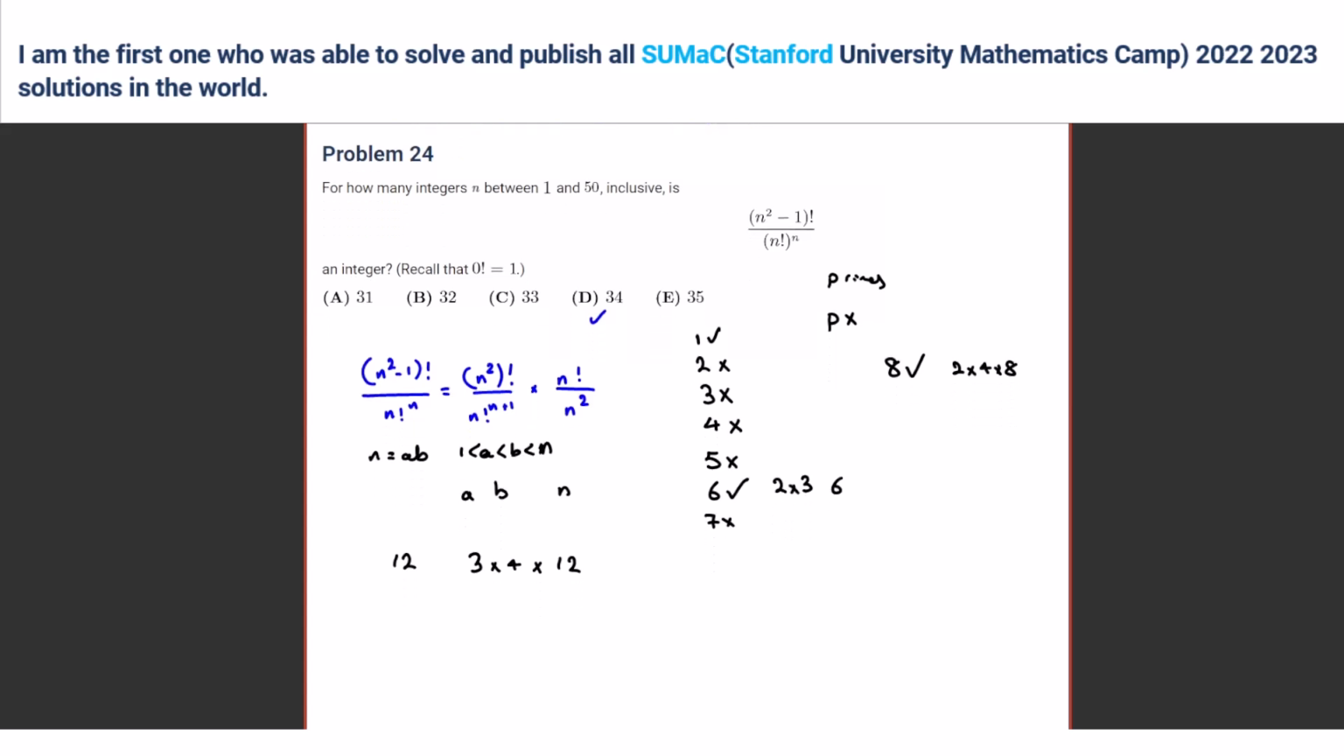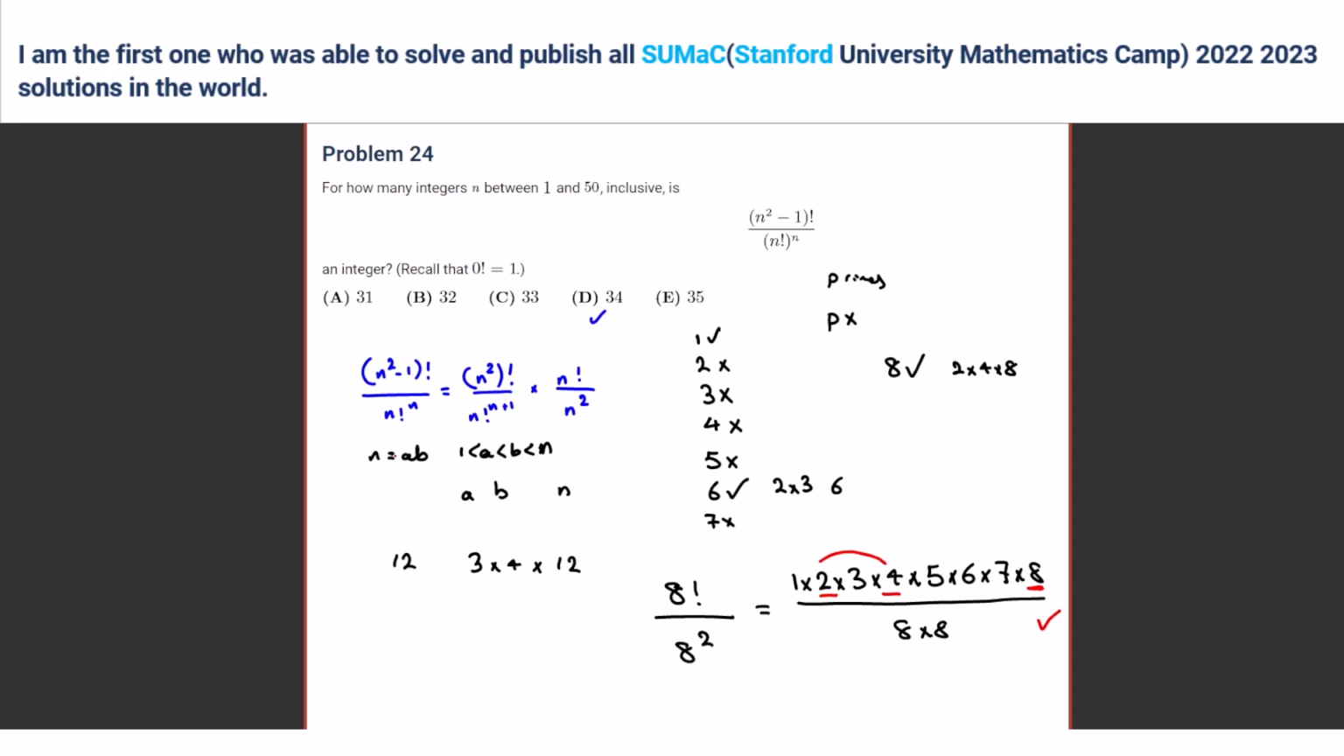What do you mean, numbers? n equals ab? What do you mean, 3 times 4 is 12? Look, for example, we want to see is it an integer or not. For 8, look, 8 factorial over 8 squared, right? When you write 8 factorial, it is 1, 2, 3, 4, 5, 6, 7, 8, over 8 squared. So 8 is the last one, this one. Also, we can say 2 times 4 is 8. So in this case, we have 2 8s and it is okay, it is an integer, right?